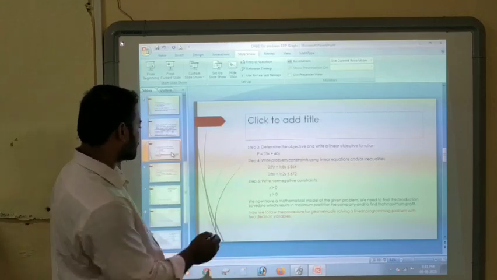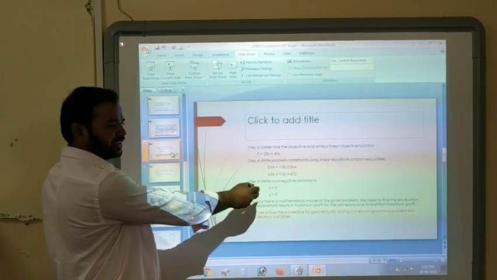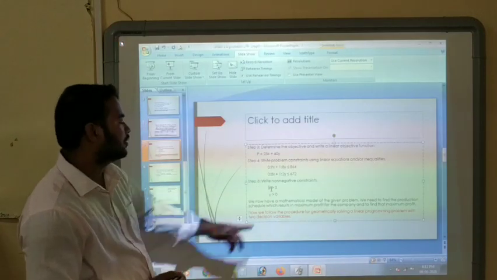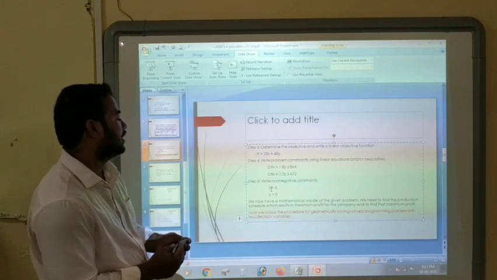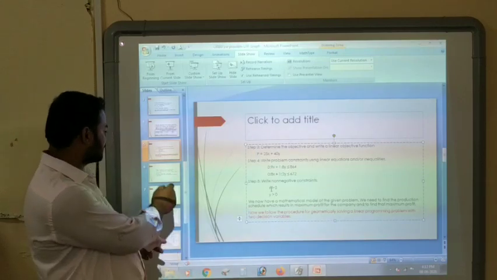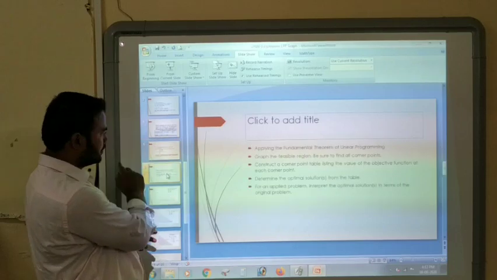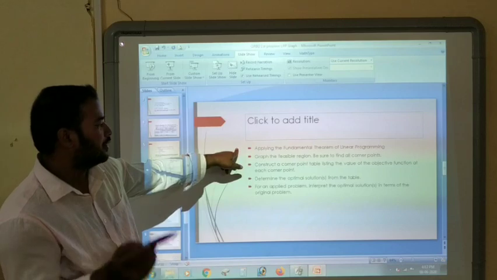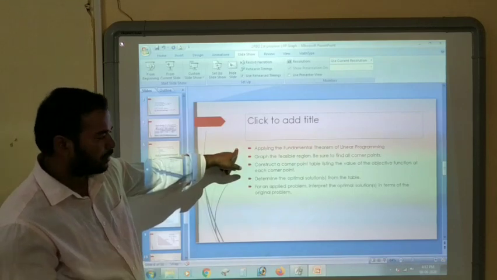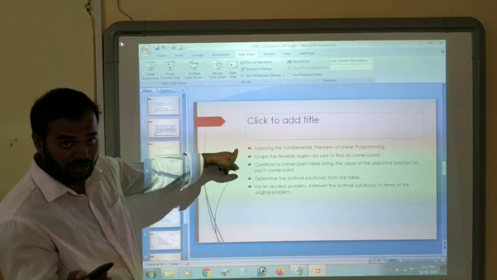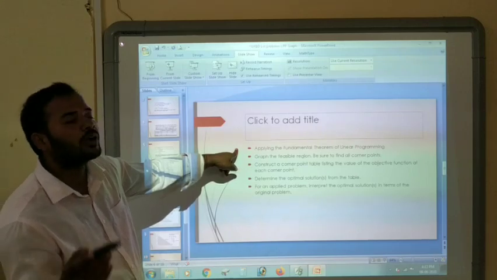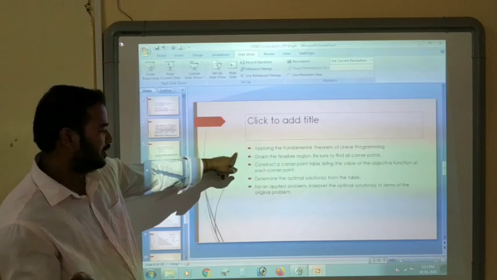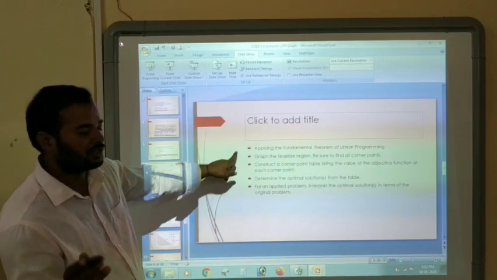So, in the final step, x is greater than or equal to 0 and y is greater than or equal to 0. First, we should remember we are applying the fundamental theorem of linear programming. Then we identify the feasible region in the graph. Then we construct the corner point table, determine the optimal solution from the table, and apply the result to the problem.